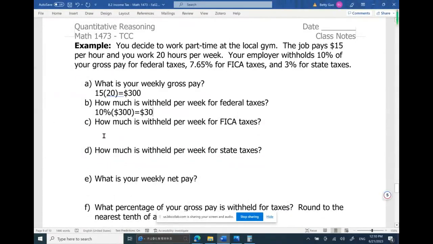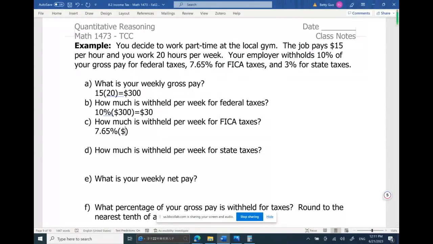10% of it, right? And part C, how much is withheld per week for FICA? Read the information again. 7.65% for FICA. Then we do 7.65% multiplied by $300. All those percentages are going to be applied on top of your gross pay, $300, weekly pay.